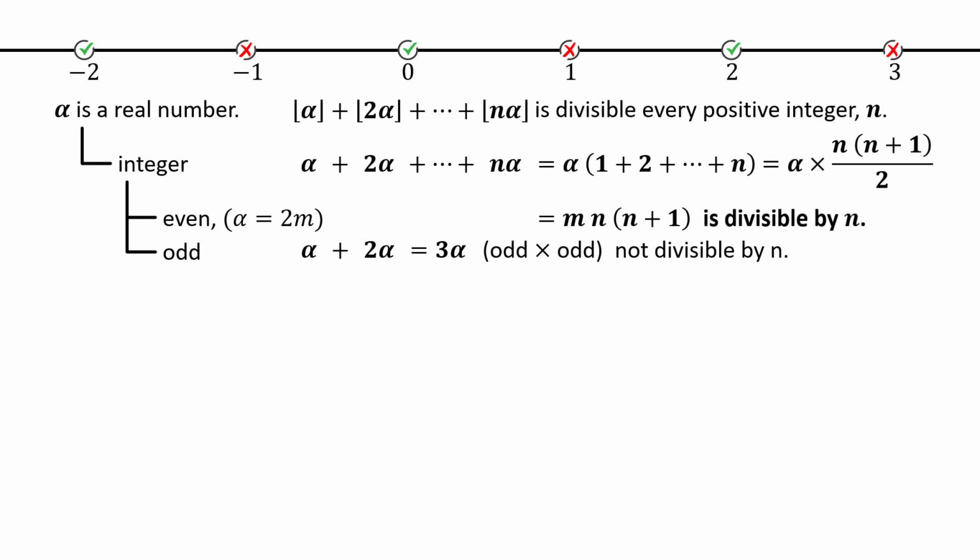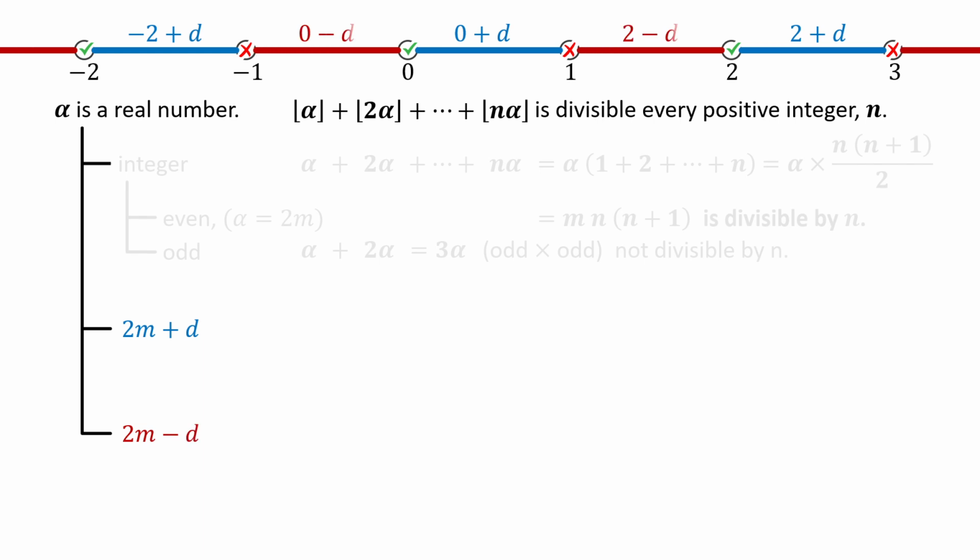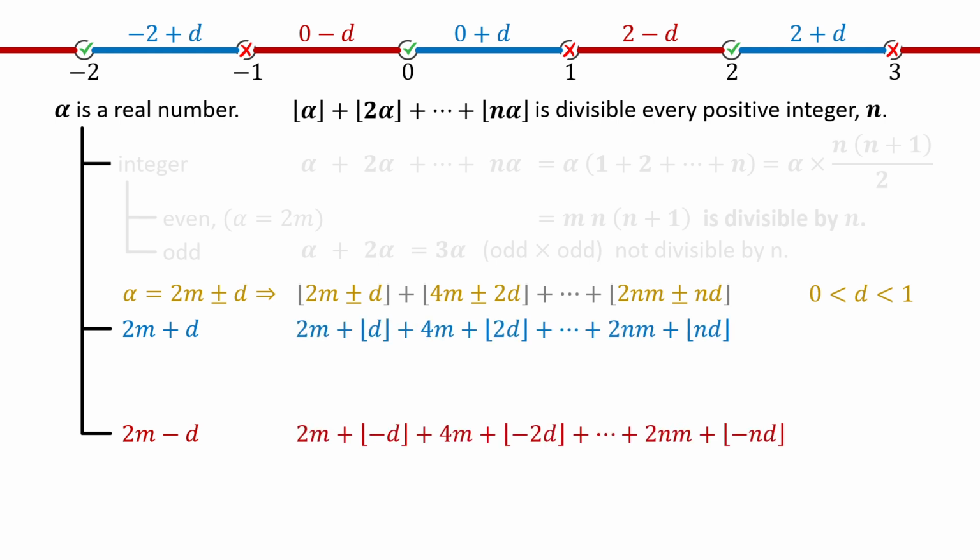Now we will check for the real numbers. All real numbers can be written as even integer plus decimal part, or even integer minus decimal part. In this expression, 2m is even integer, and d is the decimal part between 0 and 1. In the given expression, each term can be written as the integer part plus floor of the decimal part. This doesn't change the value as the floor function rounds down the decimal part.